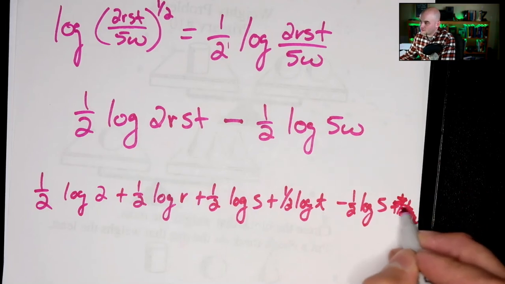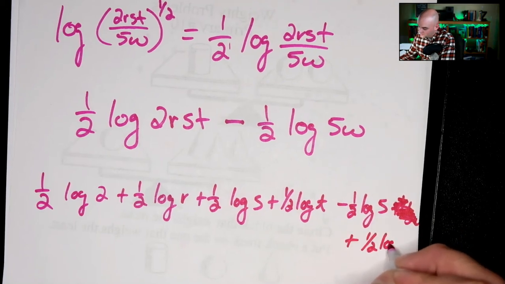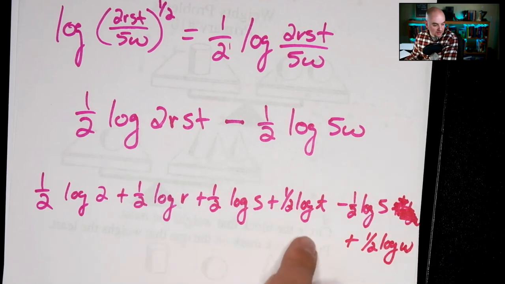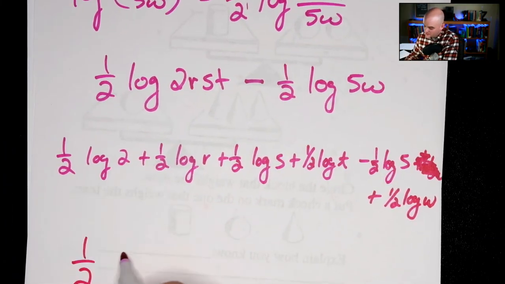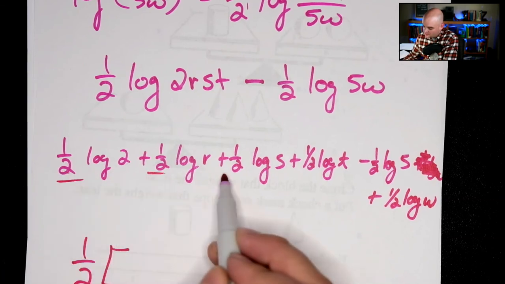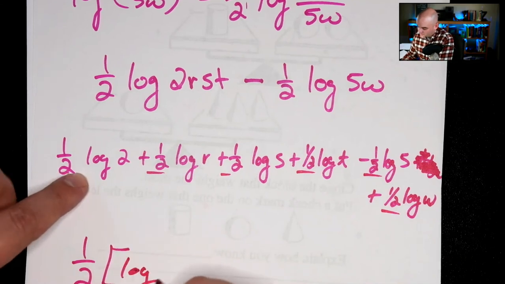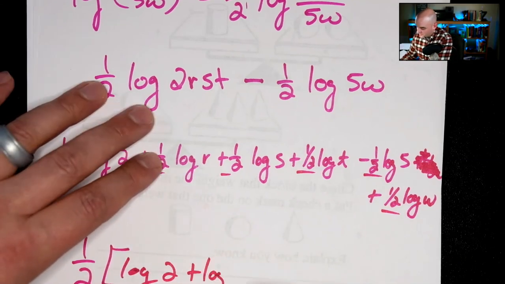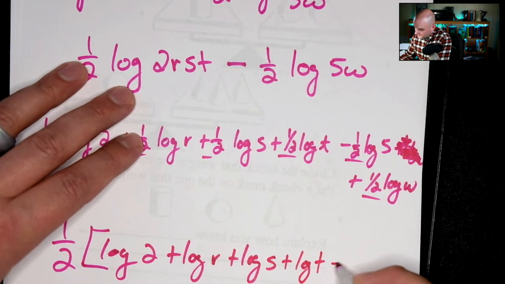And here, if you're on a quiz, don't do that to me. Let's write it out a little bit better. Plus 1/2 log of w. Now, it's acceptable to write it like this. This is number 26. I would have been just as happy if you would have written 1/2 right here, and then inside, instead of writing out 1/2 each time, you could have written 1/2 log 2 plus log r plus log of s plus log t minus log of 5 plus log of w.